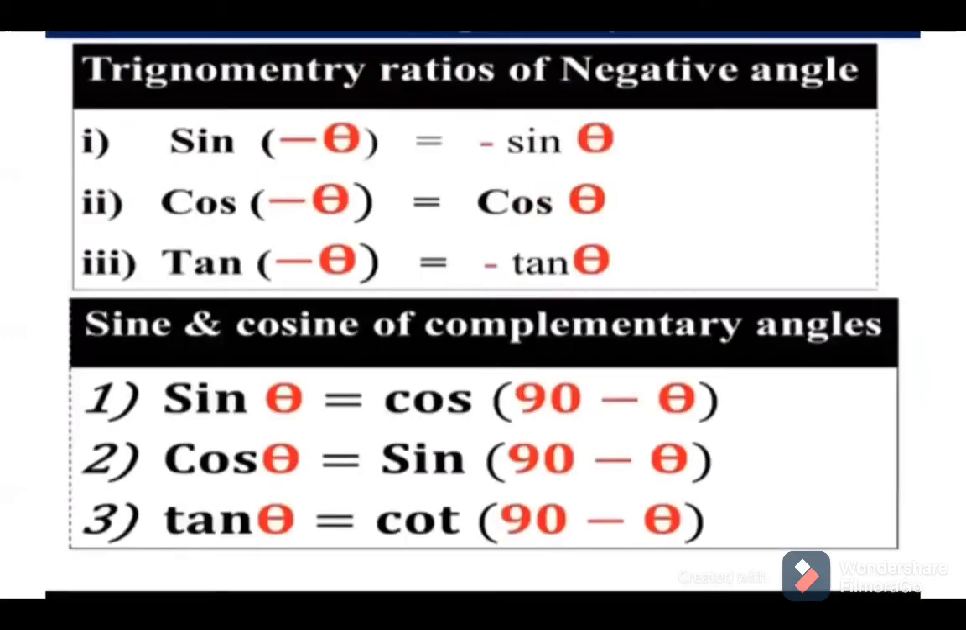Next, you have to remember in this lesson trigonometric ratios of negative angles. That is, sine of minus theta is equal to minus sine theta. Cos of minus theta is equal to cos theta. Tan of minus theta is equal to minus tan theta. Sine and cosine of complementary angles. Sine theta is equal to cos of 90 minus theta. Cos theta is equal to sine of 90 minus theta. Tan theta is equal to cot of 90 minus theta.